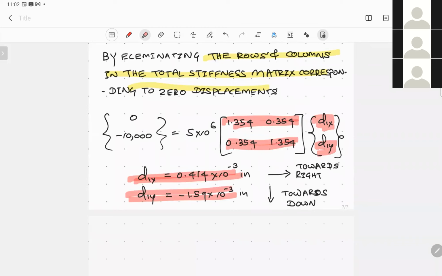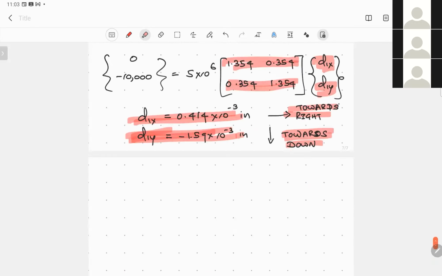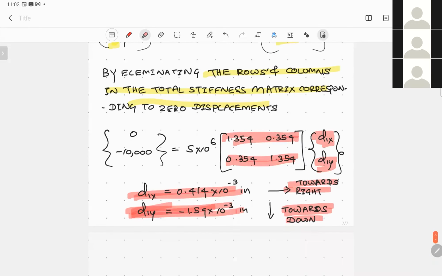In this case, you would get d1x to be positive. That means it moves towards the right hand side, and for the y value you would get a negative direction, meaning based on the sign convention the movement will be downwards. So based on the x and y components, you can now directly find the total displacements because you already know the components, the deformations at each node.